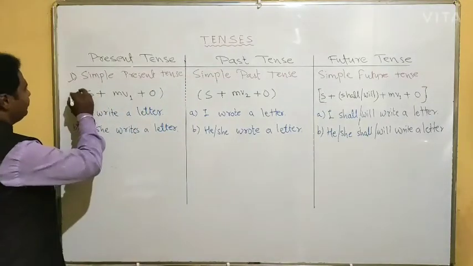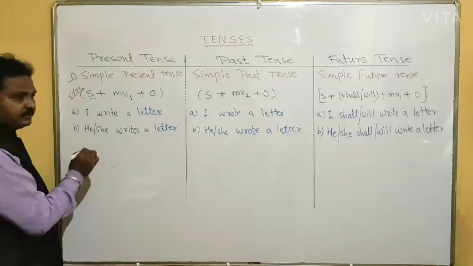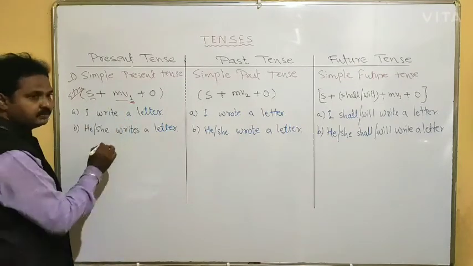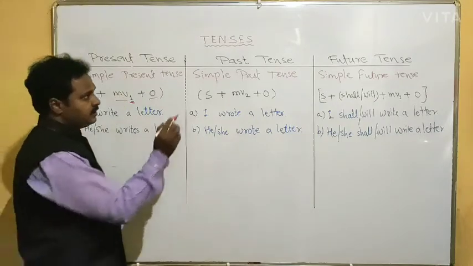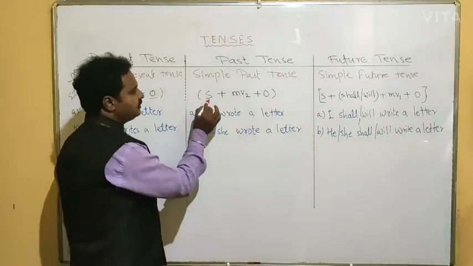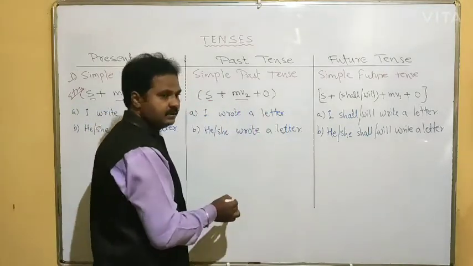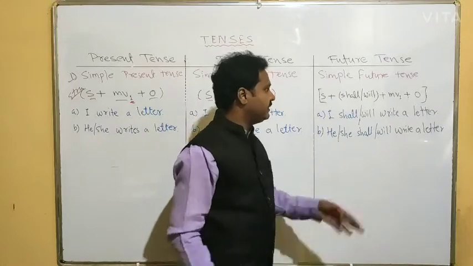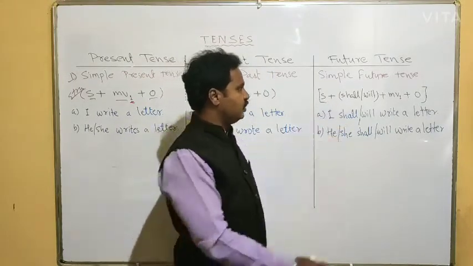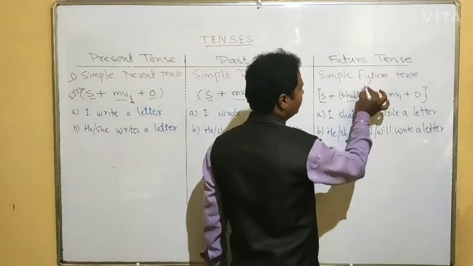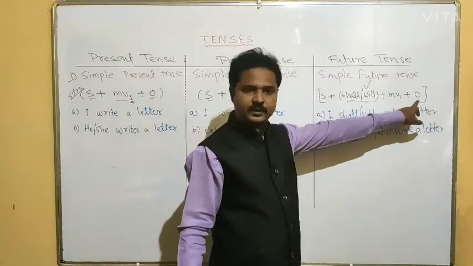Here I have given you a structure of this one. Subject plus main verb first and object in simple present tense. In simple past tense, I have used subject plus main verb second, then object. Then in simple future tense, I have used subject plus shall or will, because it is a future tense. That's why I use shall or will plus main verb first and object.